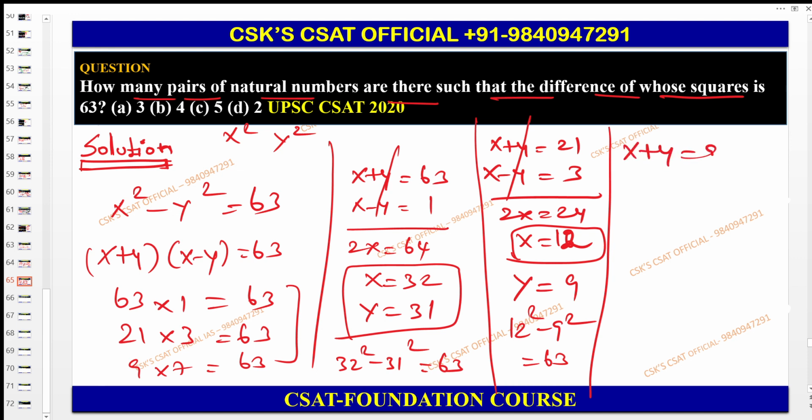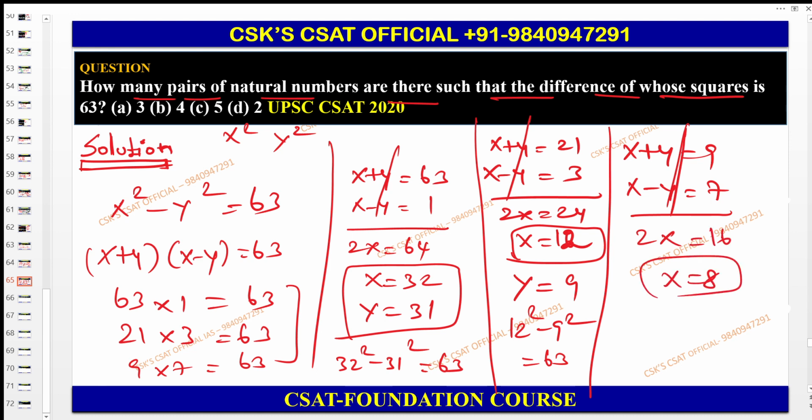Now next one. x plus y is equal to 9. x minus y is equal to 7. Add these, 2x is equal to what? 2x is equal to 16. Therefore x is equal to 8. So x is equal to 8 means y is equal to 1. Check the pair. 8 square minus 1 square, 64 minus 1, obviously it gives you 63. Therefore 1 pair, 2 pair, 3 pair. So 3 such pairs will be there. So answer for this question is A, 3. Everyone understood? Okay.